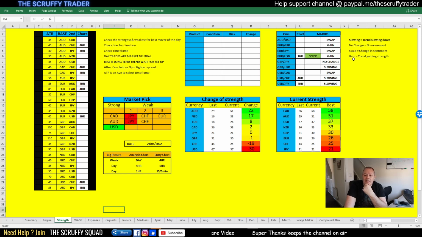Again, this is giving you a little idea of what's going on, whether it's slowing down, no change, swap. A swap is when it's finding the bottom of a market or the top of the market and the sentiment is swapping over. And again, this one is just a trend that is trucking.